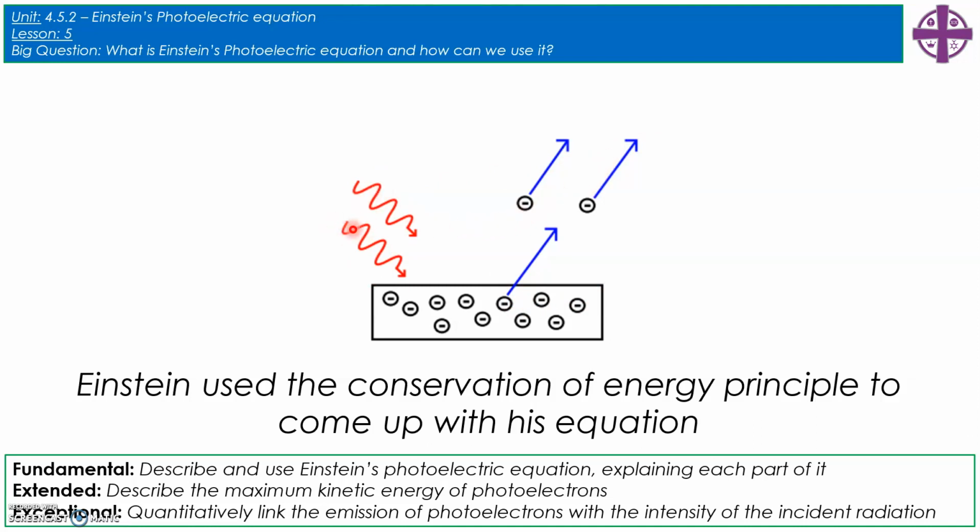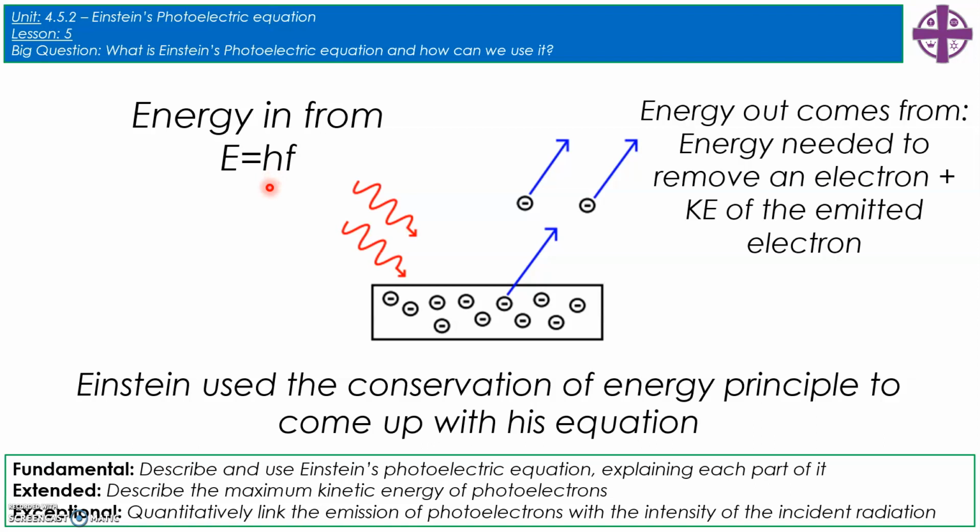If he had a photon that was a low frequency, below a certain frequency called the threshold frequency, we'll look at that in a second, he would get no electrons being emitted. So what he thought about was that the energy coming in was the energy of the photon, and that was E equals hf. E is the energy of the photon, f is the frequency of the photon, and h is the Planck constant. And the energy out was the energy you needed to remove the electron from the metal in the first place, the energy needed to emit it for it to become a photoelectron, and the kinetic energy that the electron had once it was emitted.